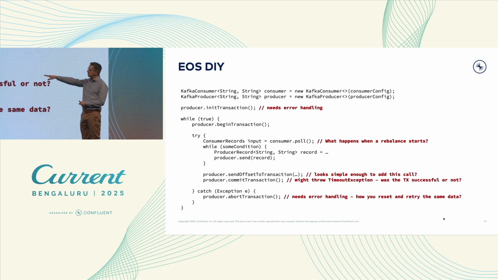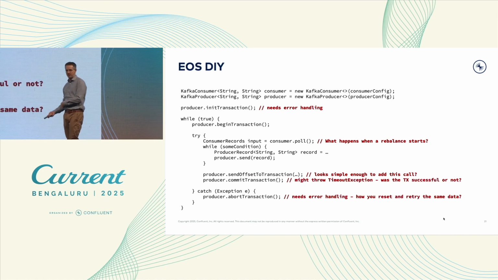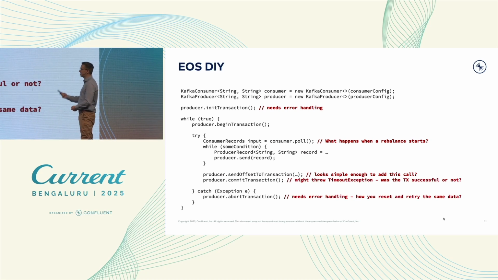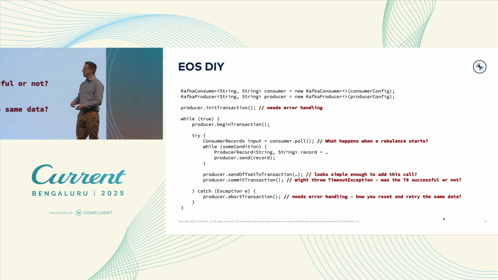Another problem, commit transaction. It could time out. What does it mean? Did the transaction commit, or did it abort? How do you handle it? How do you make sure you don't reprocess something accidentally? Those things are just there all the time. If any exception happens, you need to abort the transaction. Now you need to rewind your consumer to the right position.